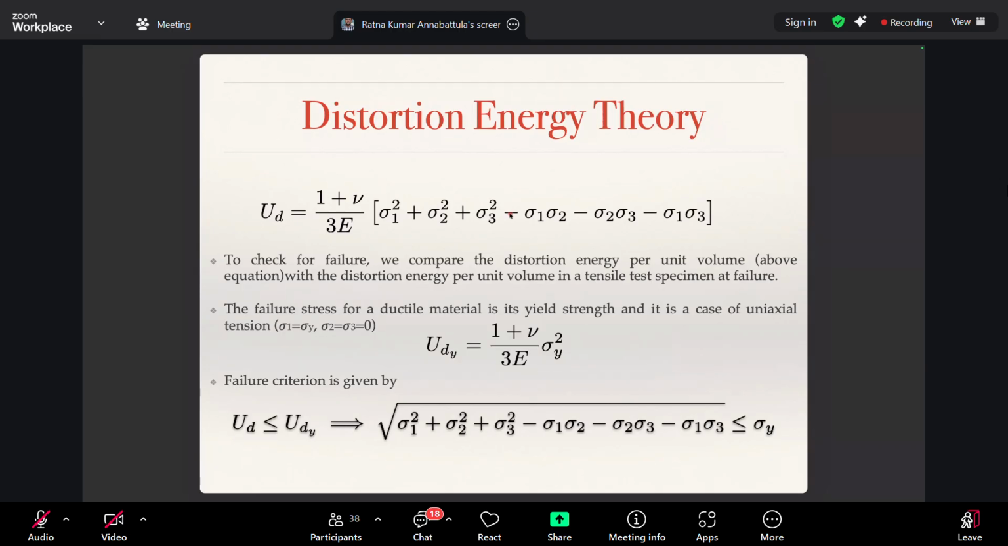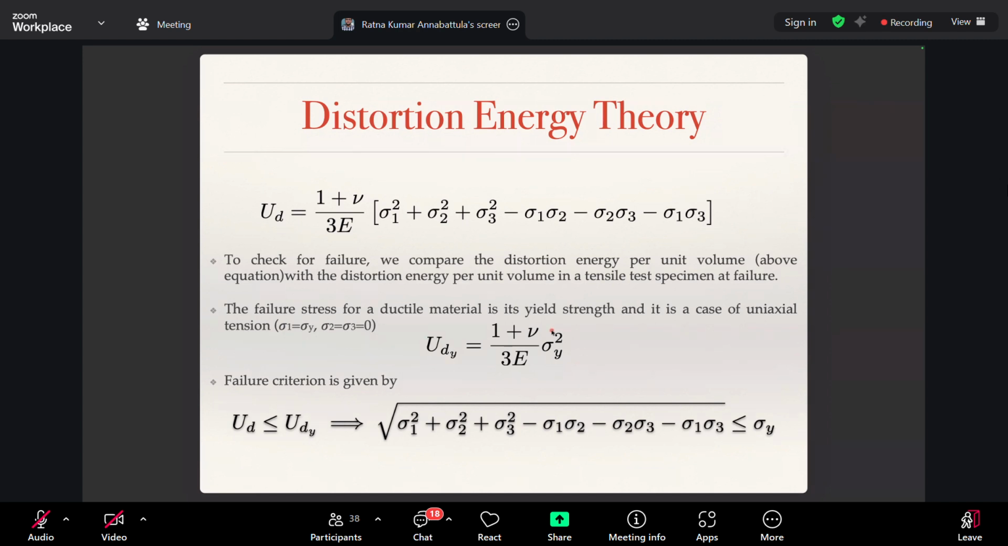So in a uniaxial tension test, what are your sigma 1, sigma 2, sigma 3? At the onset of yielding, sigma 1 will become equal to sigma y. Sigma 2 and sigma 3 are 0. So when you plug that in, the distortion energy at yielding for a uniaxial tension test will be (1 plus nu) by 3 times sigma y square.